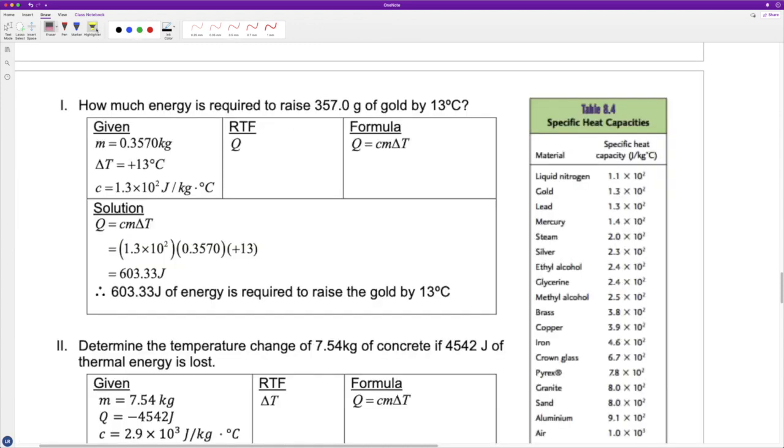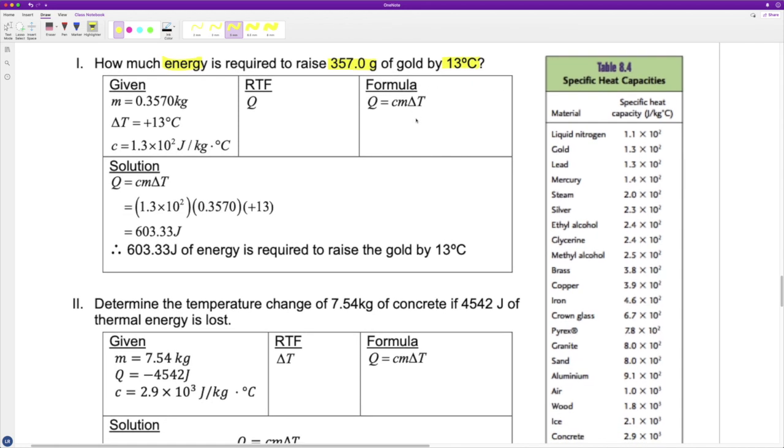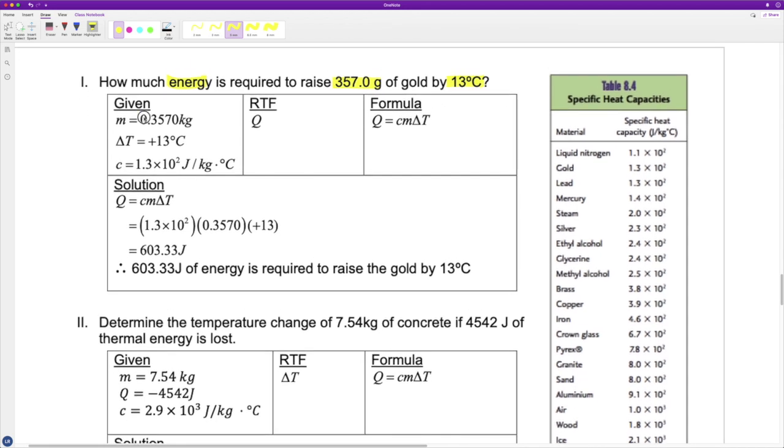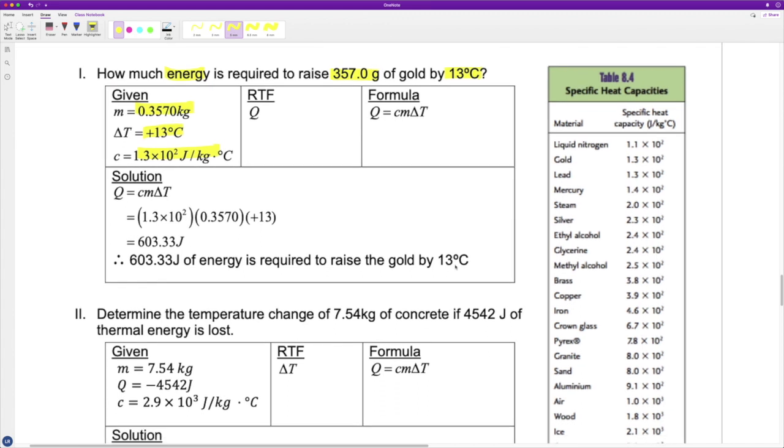All right, so let's take a look at some examples here. How much energy is required to raise 375 grams of gold by 13 degrees Celsius? All right, so first of all, we have to convert the grams into kilograms. And our change in temperature, our delta T, is positive 13 degrees Celsius. Now, where do we get this specific heat number? Well, we get that over here, right? On this table over here. So these numbers would be given to you on a table.